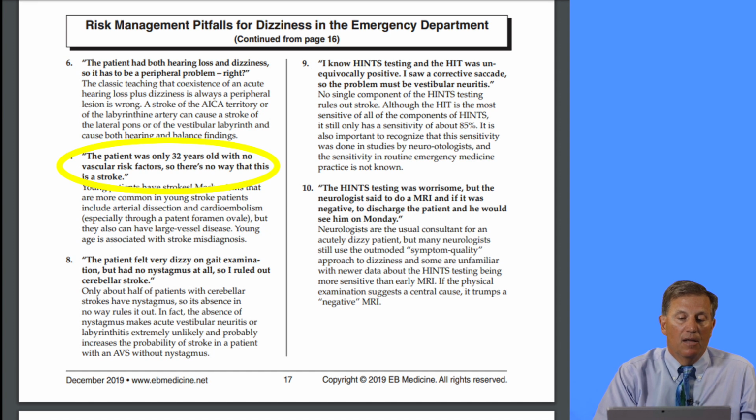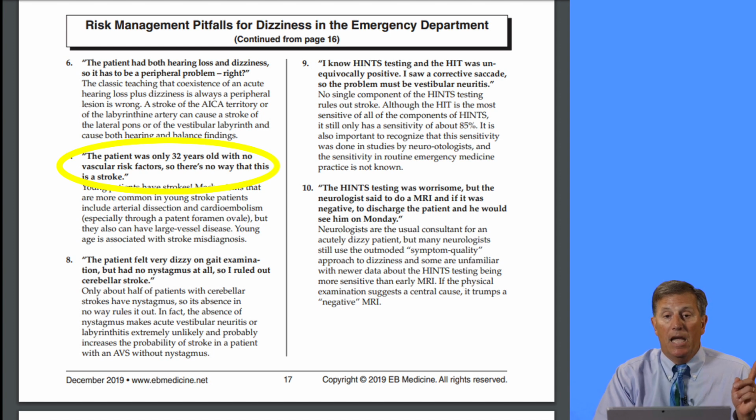Number six, the patient had both hearing loss and dizziness, so it had to be a peripheral problem, right? Well, remember, hearing loss can occur in the setting of posterior circulation ischemia, and you need to be careful to rule out a posterior circulation stroke.